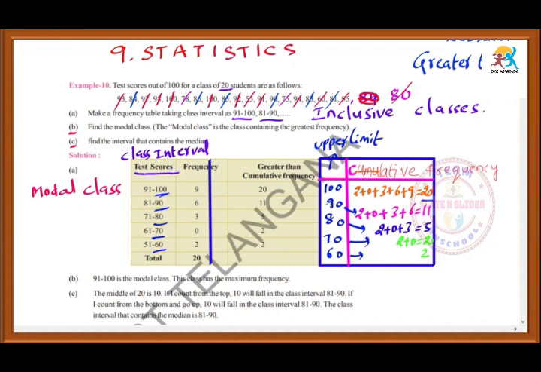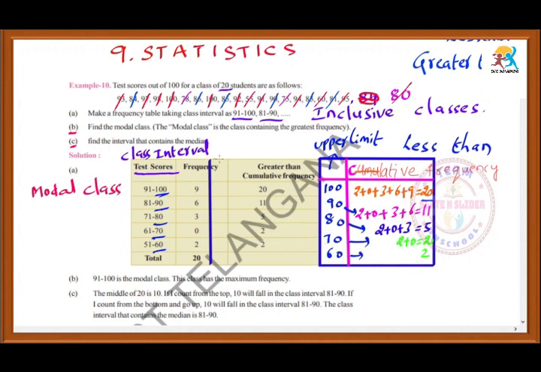Just observe. Here, is it greater than cumulative frequency or less than cumulative frequency? Below 100, less than 100 we are finding. That means I have found the less than cumulative frequency. This is less than cumulative frequency. But in the textbook, just observe the textbook answer, that is 20, 20, 11, 11, 5, 5, 2, 2. What happened here?